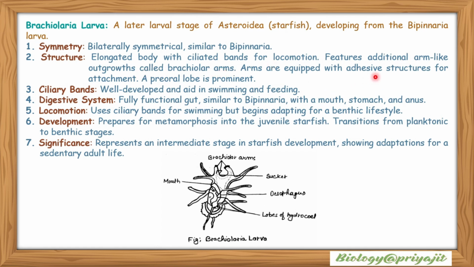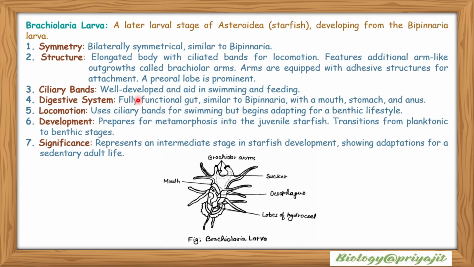Arms are equipped with adhesive structures for attachment. The preoral lobe is prominent. Ciliary bands are well-developed structures and aid in swimming and feeding. Digestive system: they have a fully functional gut, similar to bipinnaria, with a mouth, stomach and anus.